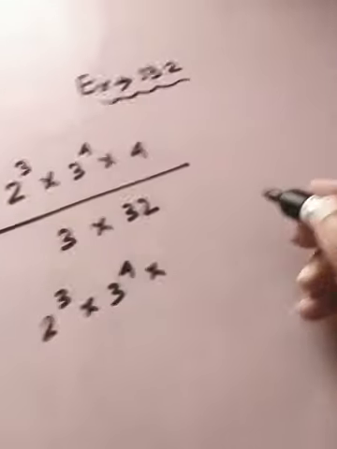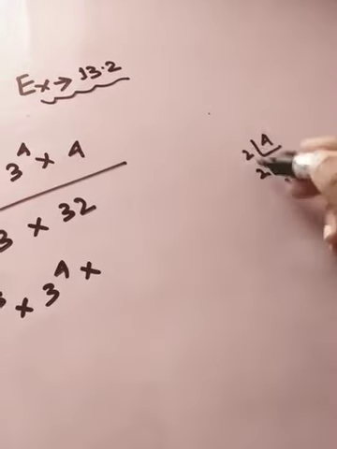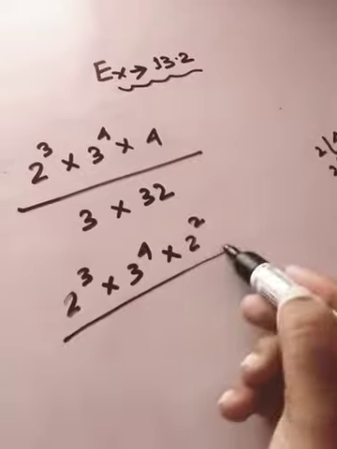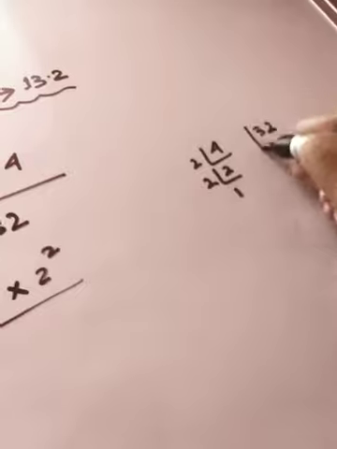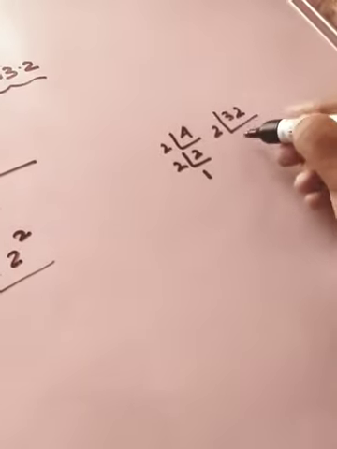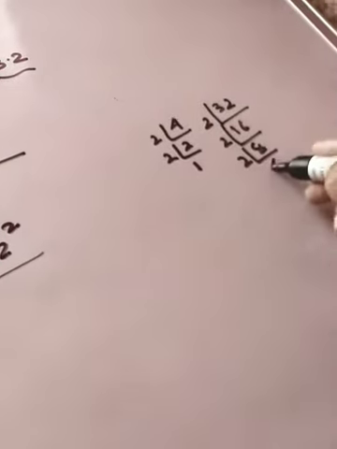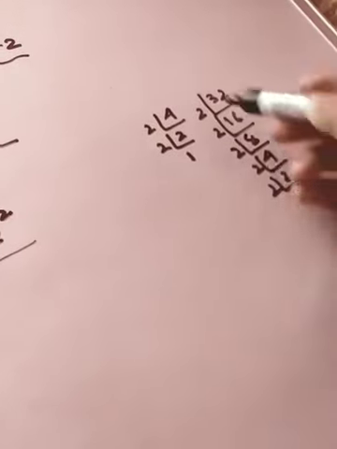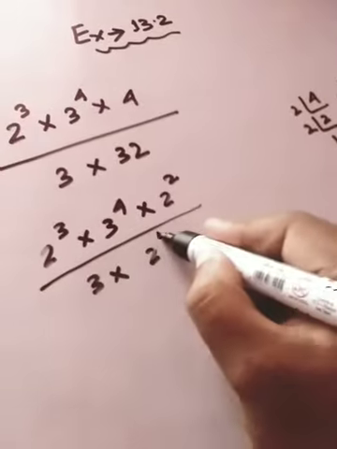Now 4 could be written as, if you do the prime factorization, how many 2's are there? 2. So we can write 2 square in place of 4. Okay. And 32 can be written as, before that we have to do the prime factorization. 2 16's are, 2 8's are, 2 4's are, 2 2's are, and 2 1's are. So how many 2's are there? 1 2 3 4 5, exactly 5.